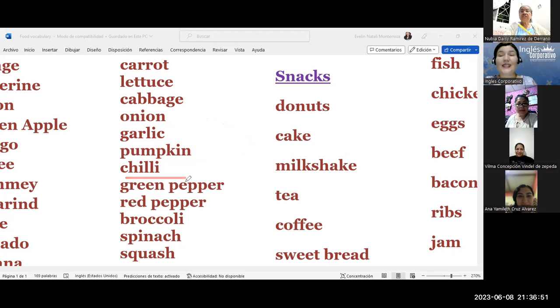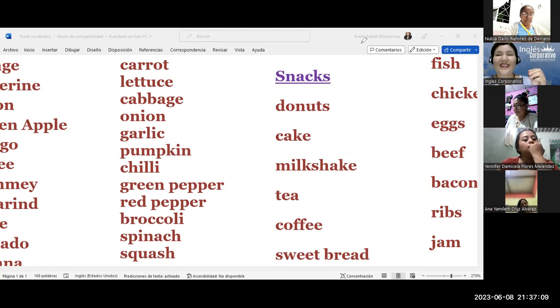Chili, it's chili. The one that is hot, the one that you say like, Jesus Christ. Chili is like chile picante. Chili is chile picante because green pepper and red pepper are the ones that you use for cooking, right? Son pimiento rojo y pimiento verde. But chili is the one that is really hot, right? Like the jalapenos. Those are very spicy.